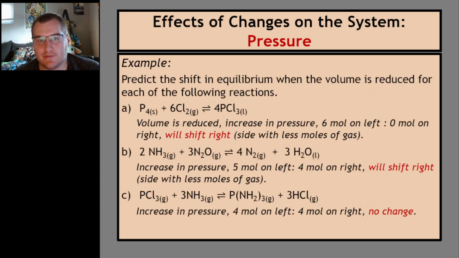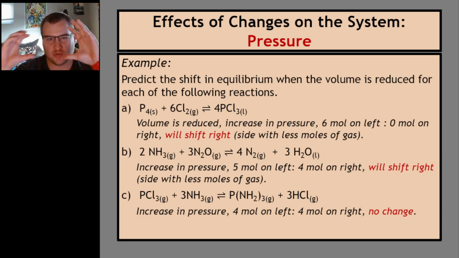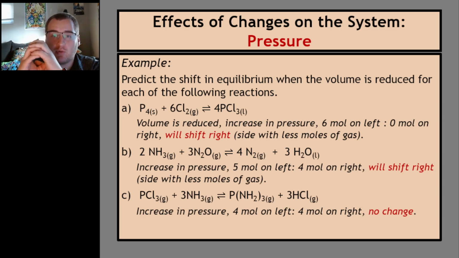Here's a couple of examples we'll talk about. We'll have plenty of these in class. People usually like this, it's not too bad. Predict the shift in equilibrium when volume is reduced for each of the following reactions. Okay, volume is being reduced for each one. If volume is being reduced, it's shrinking. The number of moles stays constant, so the pressure goes up. So another way to think about volume going down is pressure going up. What happens in each of these when the pressure goes up?